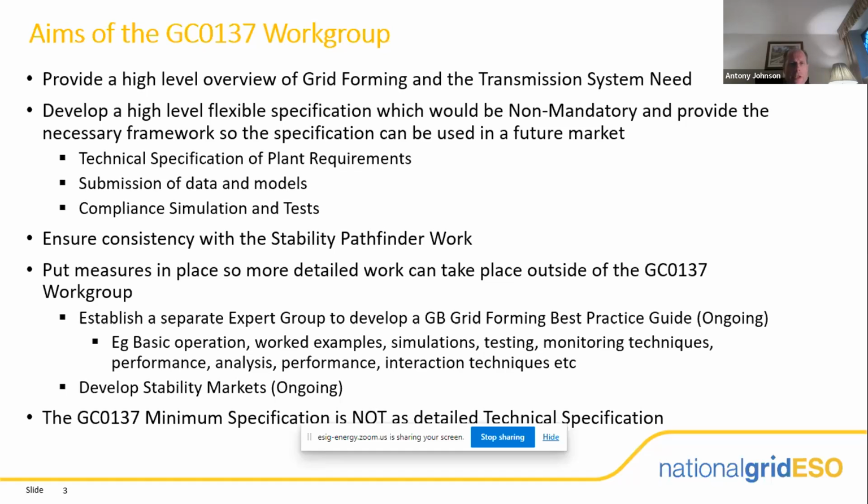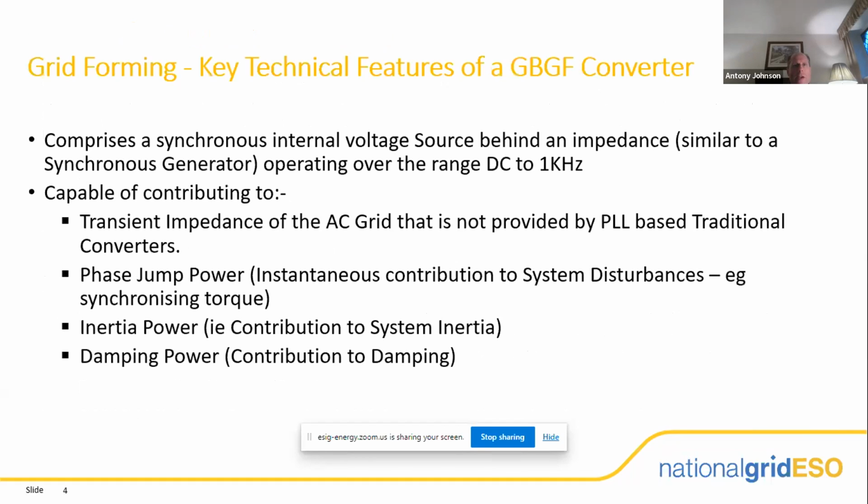And then the other element, which sits outside of GC137 but is very related, is the development of a longer term ongoing stability market, which would sit side by side with the Stability Pathfinder work. Whether or not in the longer term Stability Pathfinder and a stability market will actually be merged as one. So going forward, it's the stability market that will be used to develop the requirements that we want in real time. So at day ahead stage, we will identify the volume that we want and then use a market to procure that. And as I said, the 137 specification is a formal technical specification.